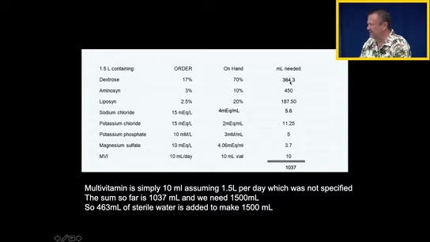364 milliliters of 70% solution is required to end up with a 17% solution of dextrose. 450 milliliters of the 10% solution is required to end up with a 3% solution of amino acids. 187.5 milliliters of 20% solution is required to end up with a 2.5% solution of lipids in the 1,500 milliliter bag. 11.25 milliliters of 2 milliequivalents per milliliter is required for the 1.5 liter bag to end up with a final solution of 15 milliequivalents per liter.